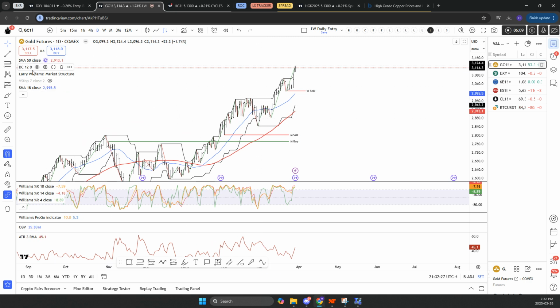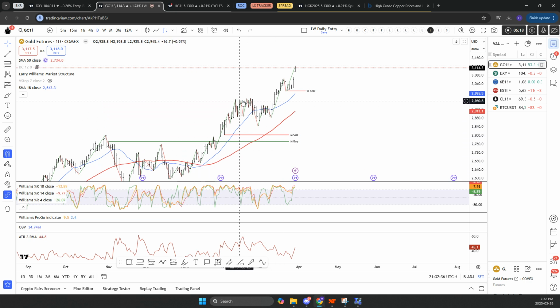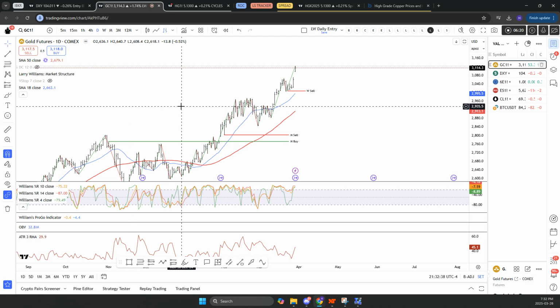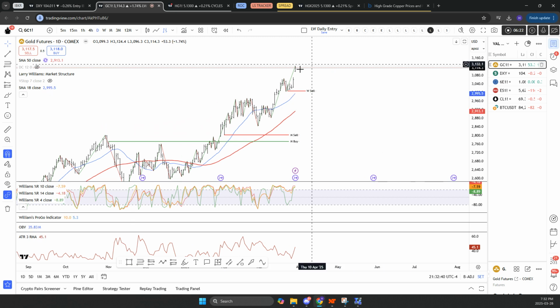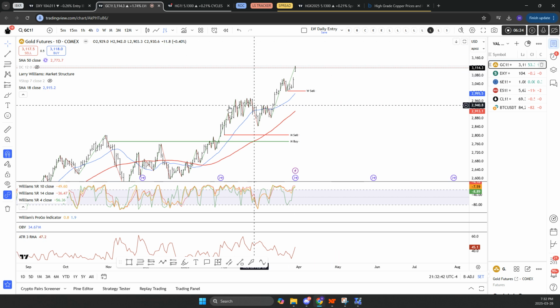And out of all the trend following or trend change confirmation methods that I have learned, the 18 period moving average is the one that keeps you in the true trend for the longest period of time. So that's how I would use these market structure swings to determine the bias.